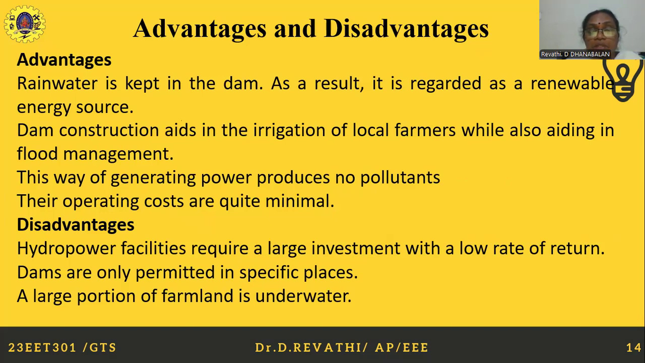Along with this, the disadvantages: a hydropower plant facility requires large investment, which we discussed in the previous classes. Large investment is needed with a low rate of return. Dams are only permitted in specific places, and a large portion of farmland goes underwater. These are the disadvantages of the hydropower plant.